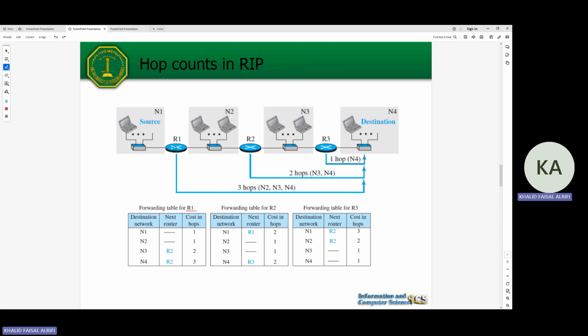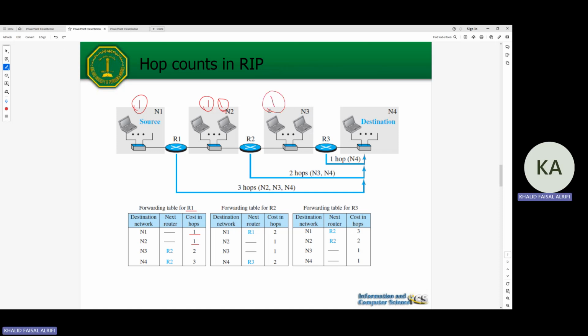So we will take it for R1. Now from R1, you want to go to N1, so it will cost you 1. It will just cost you 1. So that's it. So no next router. I am the same router. I'm just going to my neighbors. Same thing for N2, I will just need 1. It will cost me 1 and no next router because it's directly connected to me. But now if I want to go to N3, it will cost me 2. Why? 1 for this, and then another one for this. So it will be 2.